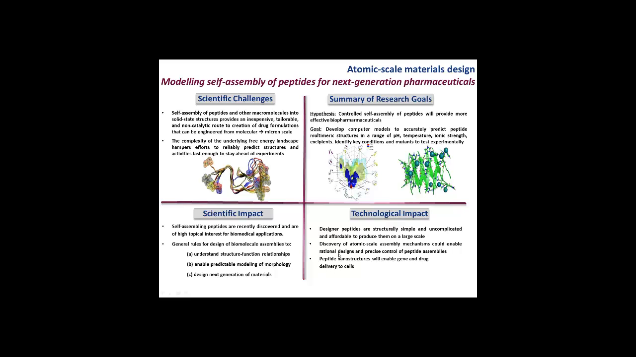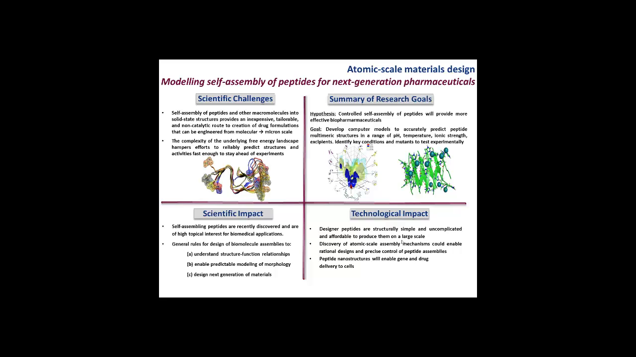If we can discover their atomic scale assembly mechanisms, so figure out how they do what they do, that could enable rational design and precise control of peptide assemblies. So get away from trial and error experiments and do things in a very controllable way. Just like, I guess, inside our bodies, evolution has developed these highly precise mechanisms, these highly specialized environments in which to do the assembly. So we're trying to learn how to do that outside of cells.